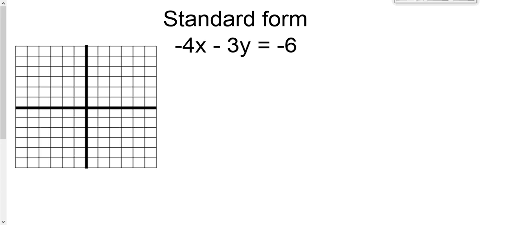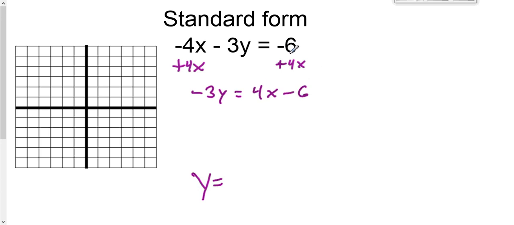One last example for us to work. Same thing. We got to get it to say y equals. So we're going to move this entire term. It's connected by addition, subtraction, so we're going to use addition or subtraction. Whoops. Double x. Plus 4x. Once again, that leaves us a negative 3y is equal to 4x minus 6.